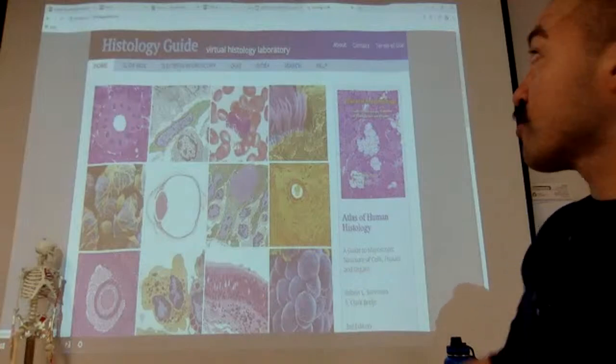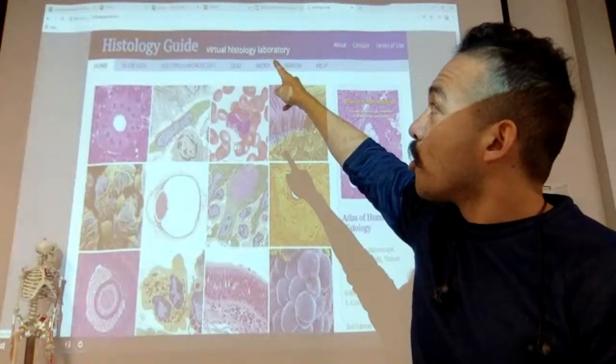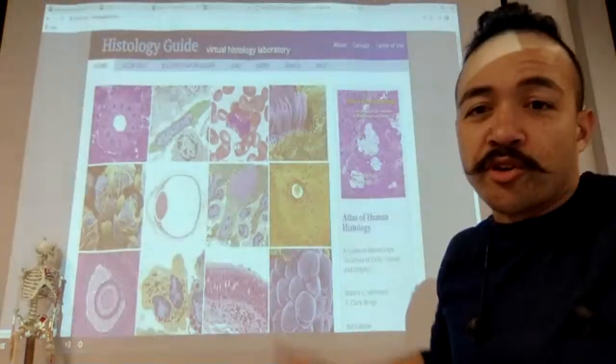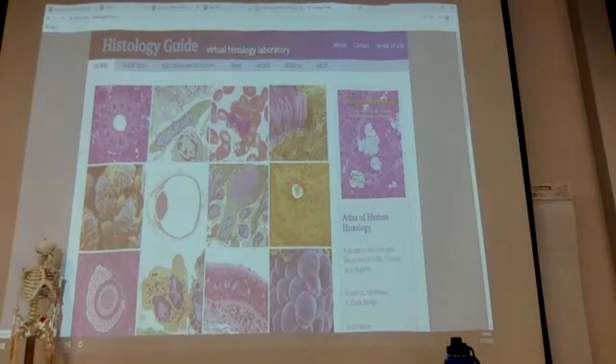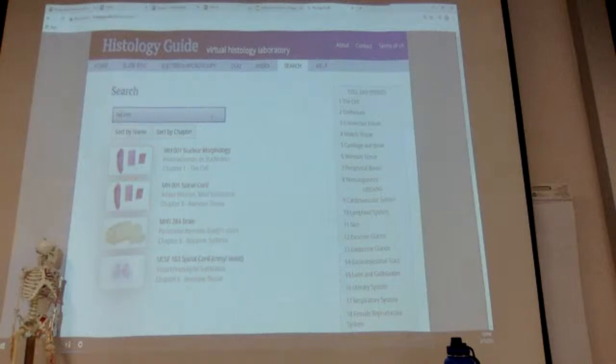So how do you navigate this? You could use the search tool, or you could use the slide box. I'm going to use the search tool. We're trying to find a neuron, so let's give that a shot. Under search, I'm going to type neuron. Let's try this one, nuclear morphology motor neuron.